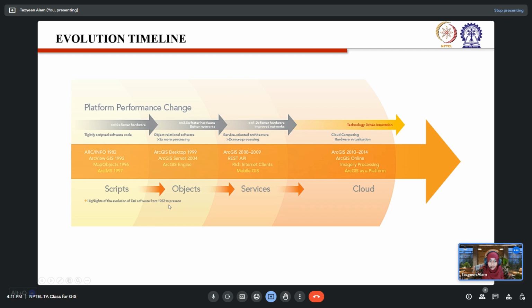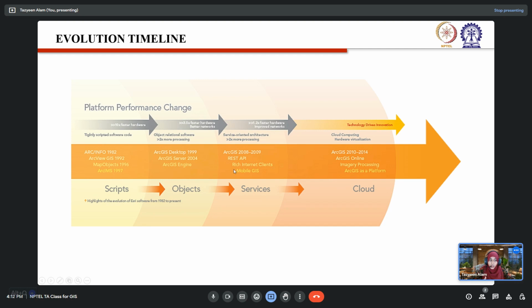In the second stage, we see that the scripts transform to objects. Here we had ArcGIS Desktop in 1999, which transformed into ArcGIS Server and ArcGIS Engine. This object relational software was two times faster in processing, and required 3.5 times faster hardware and better network connectivity. Then the objects further transform to services. This was the time period of 2008 to 2009 where ArcGIS Online actually came up, and REST API was also introduced.